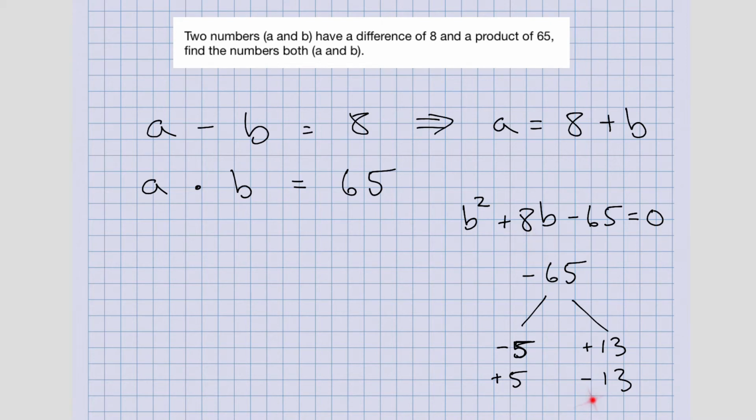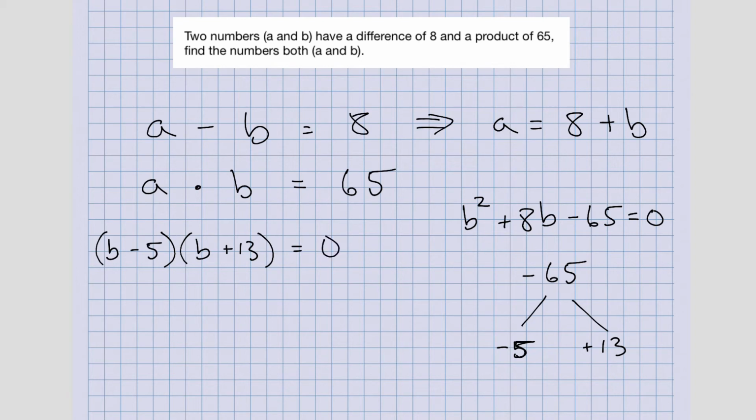Well, negative 13 plus 5 gives us a negative 8, and positive 13 minus 5 gives us a positive 8. So we're going to say that it's this combination here. This is the correct combination. So we're going to go ahead and erase this here. We're going to say that this is how we do it. We're going to say that B minus 5 times B plus 13 equals 0. When we factor this quadratic, this is what we get as our factors.